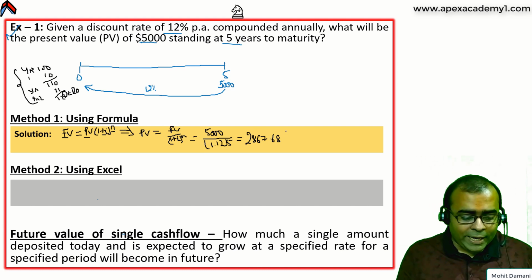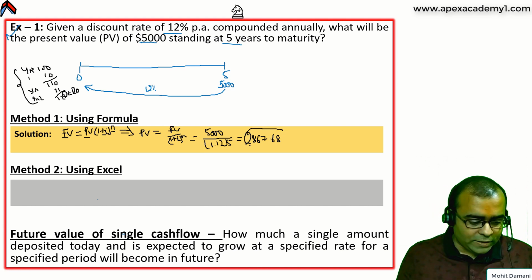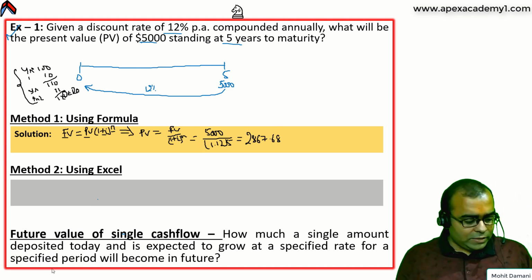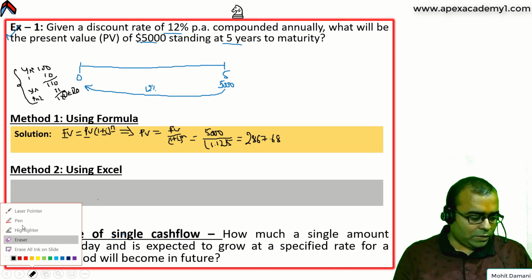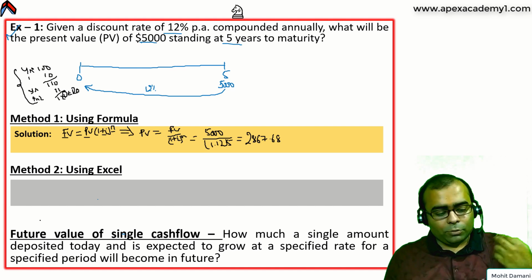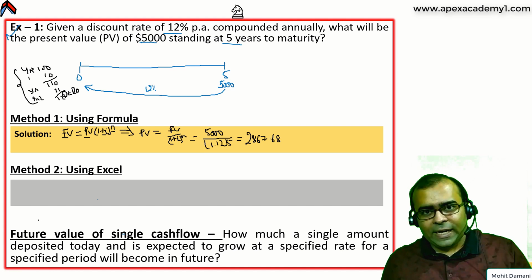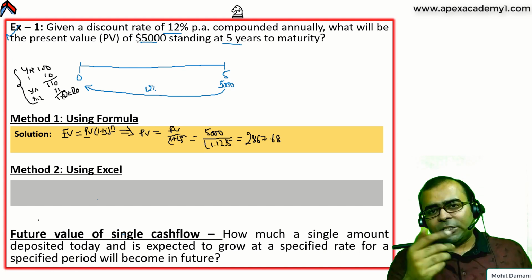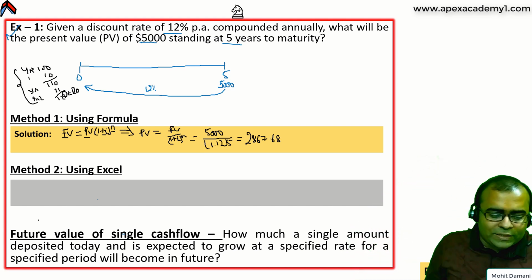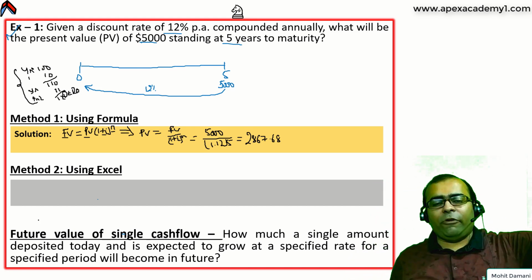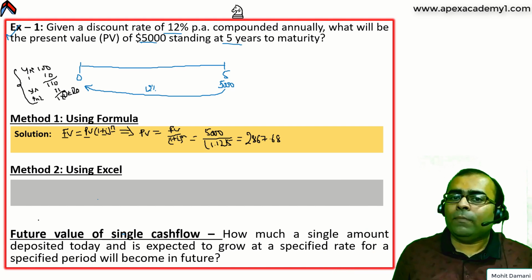What does it mean? Again, I'm trying to give you an interpretation of how to interpret this amount. This amount means that if you are given two proposals, number one, to receive $5,000 after 5 years, and proposal number 2, to receive $2867.68 today, you will be indifferent towards both proposals, because the prevailing interest rate is 12%. Even if you received $2867.68 today, you could invest that amount at 12% for 5 years, and after 5 years that amount will become $5,000.